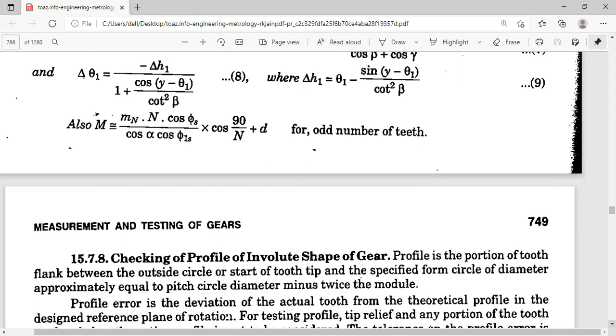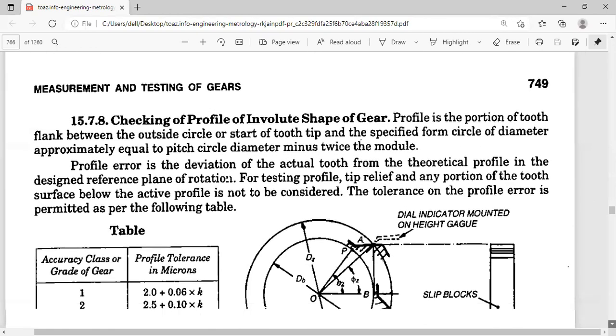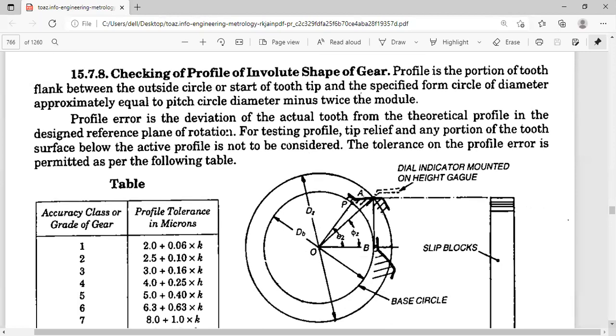Okay. So here in this particular profile tolerance, we continue. It's not finished in Thursday's class, so just have the introduction of this one. Base pitch we have completed. The second one is the checking of the profile of this involute, that is, whether the involute profile is being generated as per the shape of the gear.